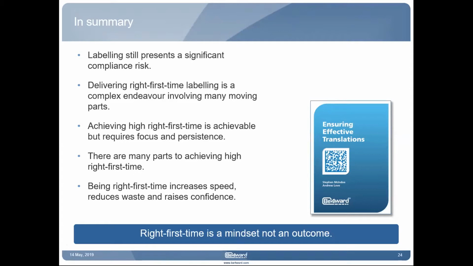So in summary, labeling is still a significant compliance risk. It's still one of the highest causes of recall within the industry. But high right first time is achievable, and we've got companies working well into the 99.9% right first time. But it's not easy because it involves many different parts of the organization, and it's a continuous journey. But if you can get it right, it actually makes you faster and it makes people more confident in what they're doing. But really, it's a mindset that you need to be driving into your organization.